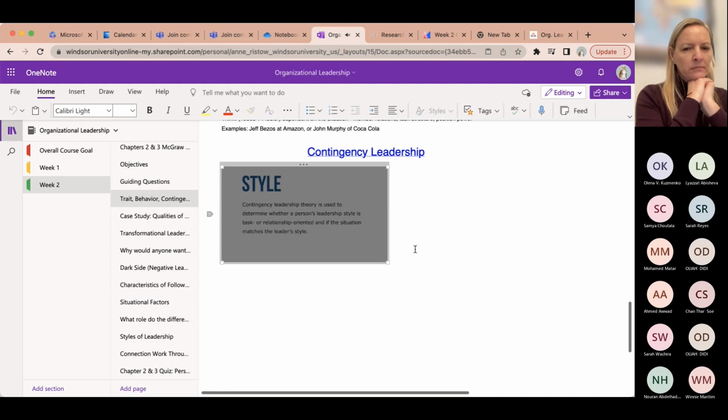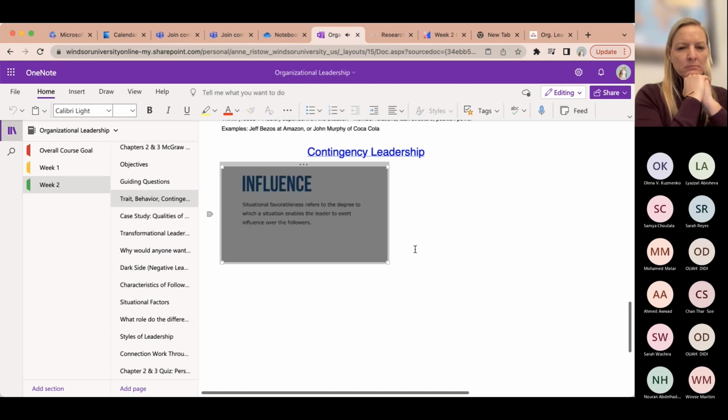Contingency leadership theory is used to determine whether a person's leadership style is task or relationship oriented and if the situation matches the leader's style. If there's no match, Fiedler recommends that the leader change the situation rather than the leadership style. The first major factor is to determine whether one's leadership style is task or relationship oriented. To do so, the leader fills out the least preferred coworker, LPC, scales. This is followed by determining the favorableness of the leader's situation.